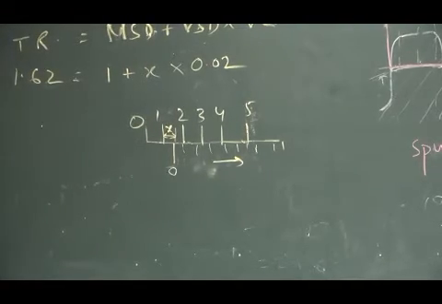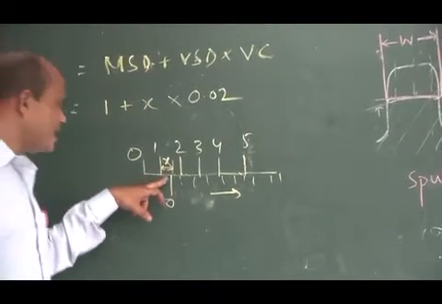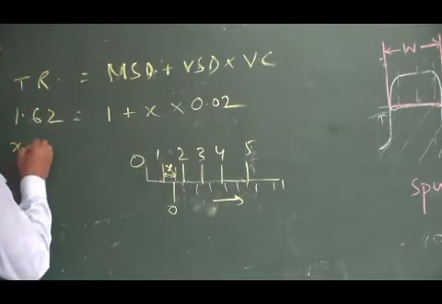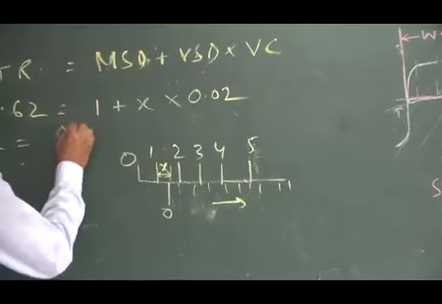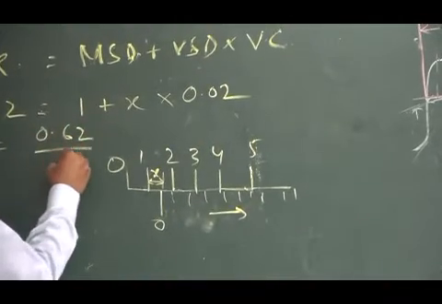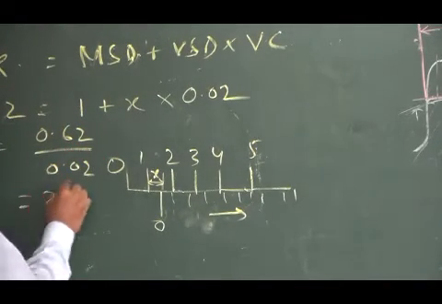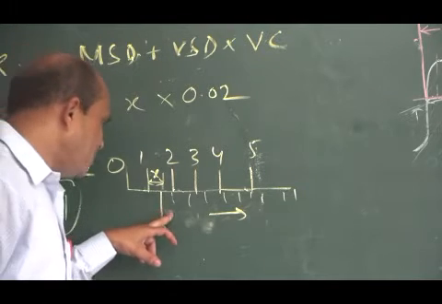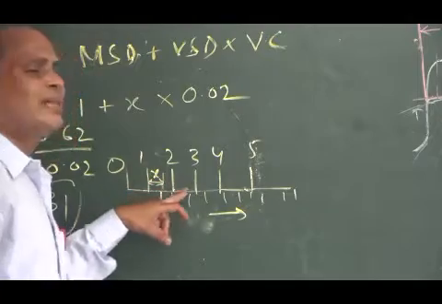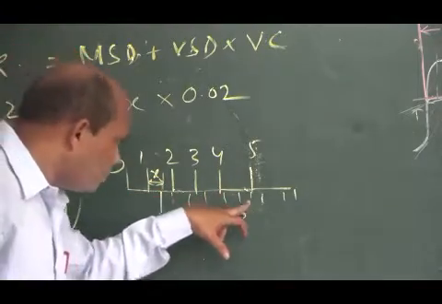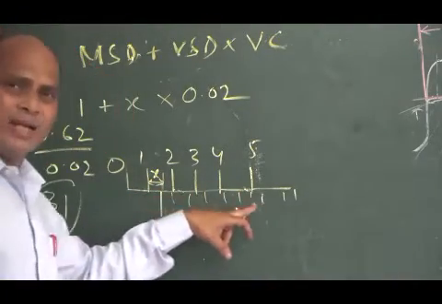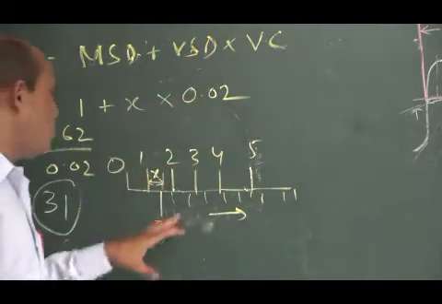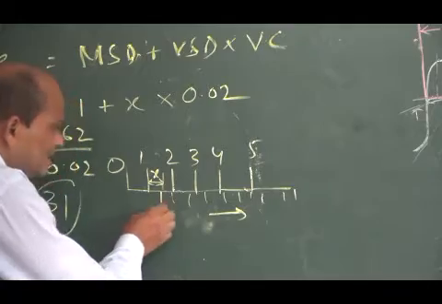So to find the value of x, x equals 0.62 divided by 0.02, which is equal to 31. That means the 31st division of the vernier scale should meet with a main scale division.